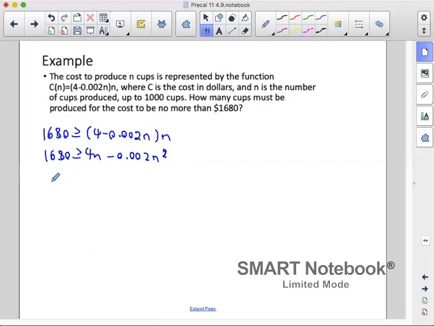I would then move the 1680 to the other side. Reorder it. So we've got 0 is equal to or greater than negative 0.002n squared plus 4n minus 1680.